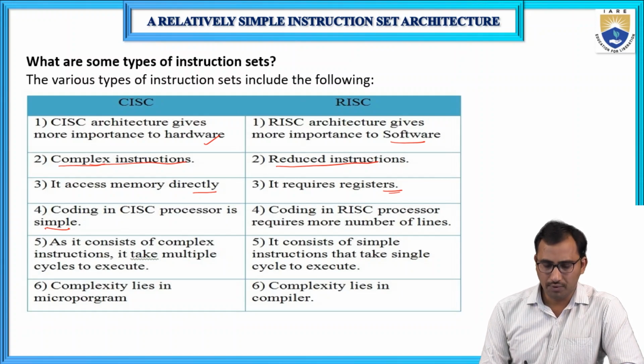As it consists of complex instructions, it takes multiple cycles to execute. So in the CISC architecture, it requires more cycles in order to execute the instruction. Whereas in RISC, it requires a single cycle to execute the instruction. Complexity lies in the microprogram in CISC, and in the compiler in RISC.